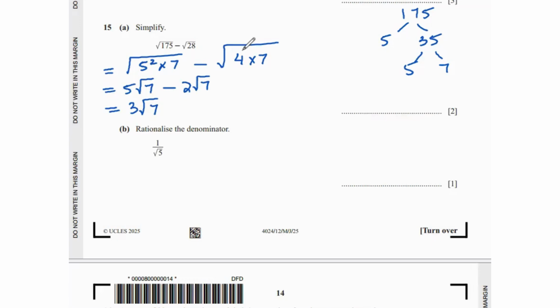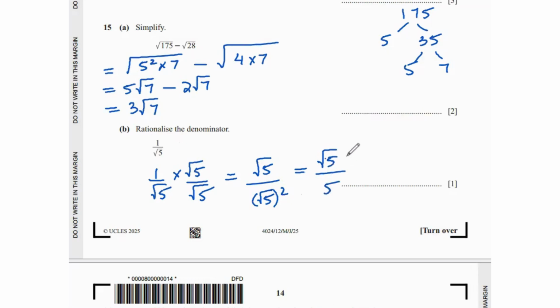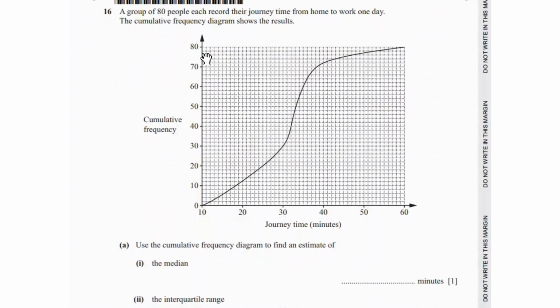Then it says rationalize the denominator. For rationalizing, you will multiply and divide the fraction by the surd in the denominator. This way, you get rid of the surd from the denominator, which is basically what rationalizing wants us to do. So root 5 times root 5 gives us 5 in the denominator, and now we only have a surd in the numerator. So the denominator has been rationalized.